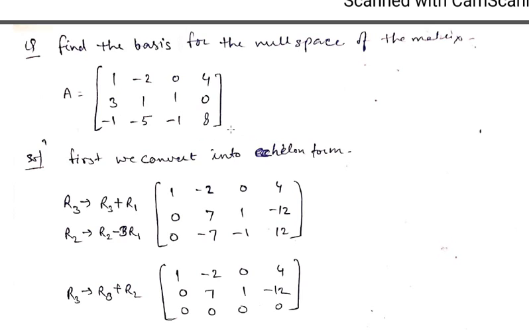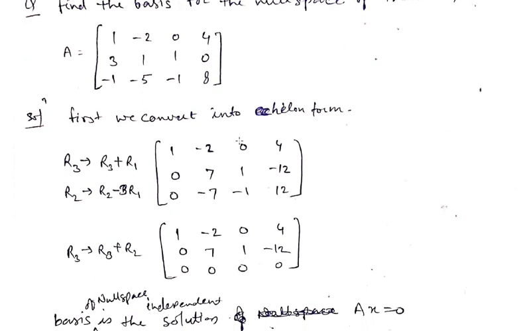So here A is a 3 cross 4 matrix. To convert it into echelon form, we use elementary transformations. First we replace R3 with R3 plus R1, and R2 with R2 minus 3R1. Hence the first element of the second row and of the third row become 0. Now we use the elementary transformation R3 replaced with R3 plus R2, hence the third row becomes 0, and there are only two non-zero rows in echelon form, hence the rank of the given matrix is 2.